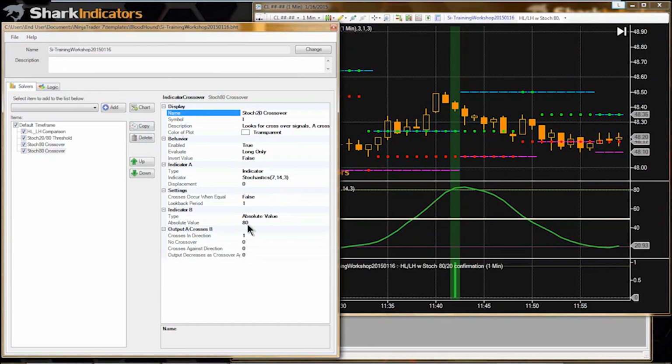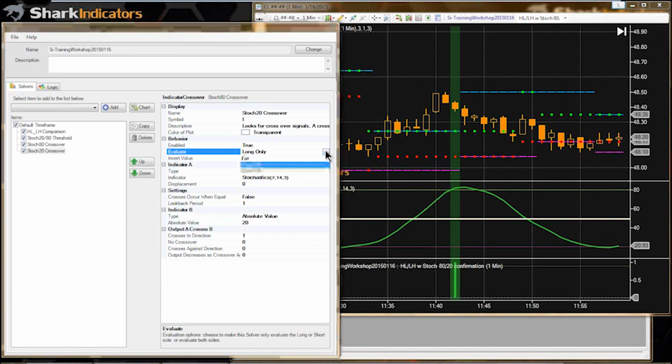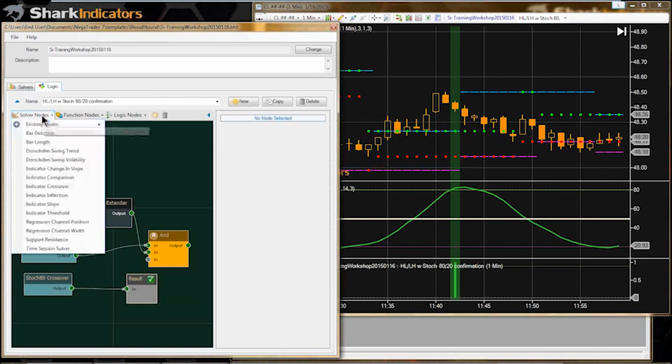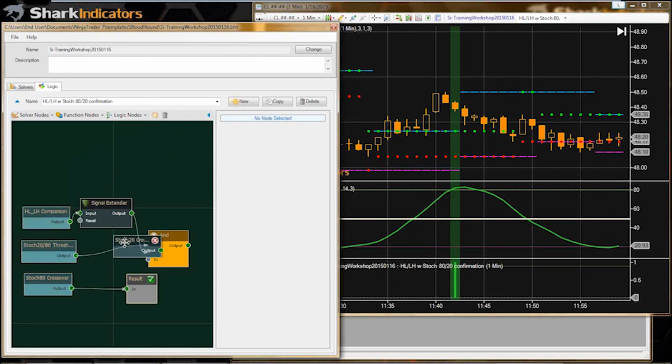Rename this to 20. And we're looking for it to cross the 20 value. And of course, crossing that 20 is going to be a short signal. So let's change that to short only. Alright, that's set up. So let's add this new solver down here.